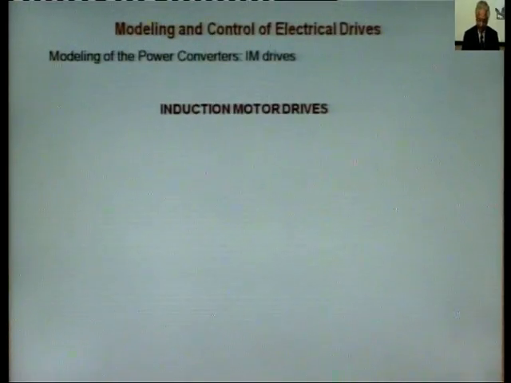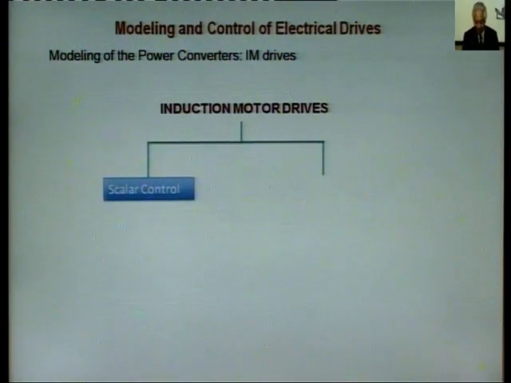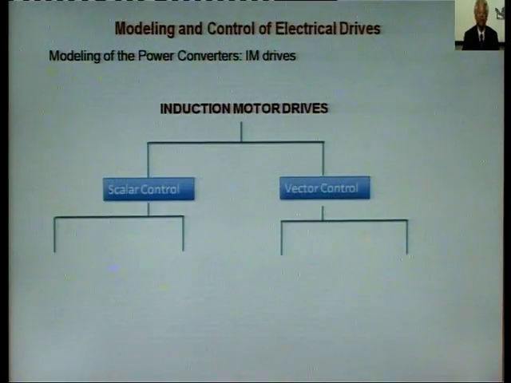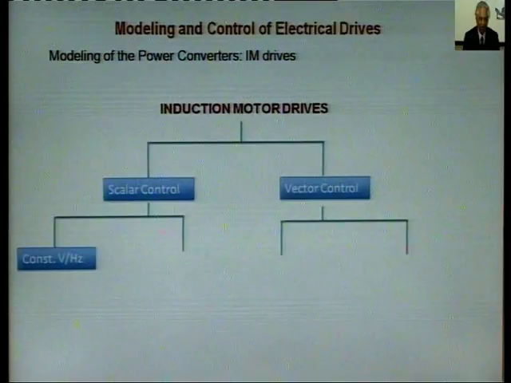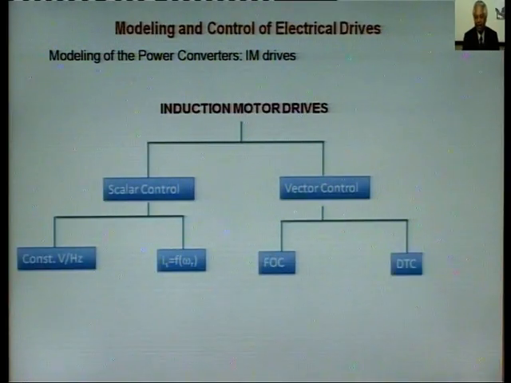Induction motor drives can be of two kinds: the scalar control and the vector control. You know that scalar control and vector control differ in that vector also has direction; in scalar only the physical quantity is there. The scalar controller can further be classified as constant V by F control, V by Hertz, a very popular controller, and here is the equation for current. And the vector control is FOC and DTC.